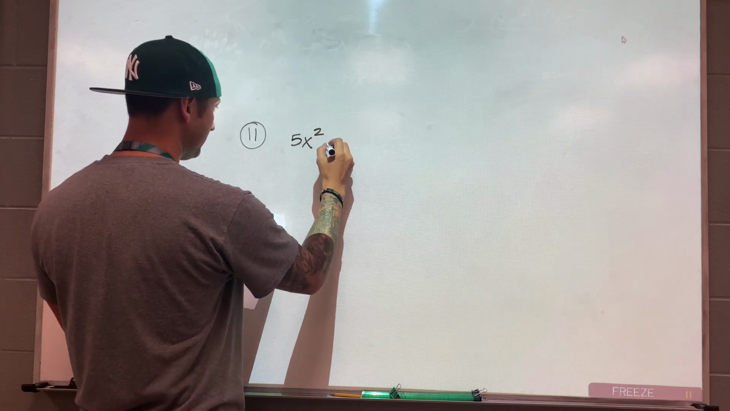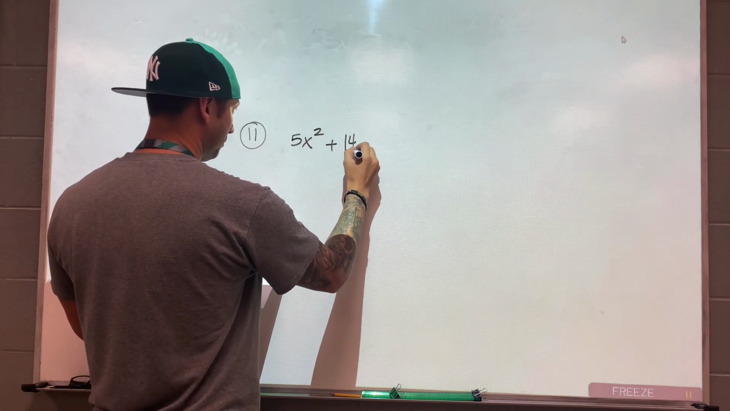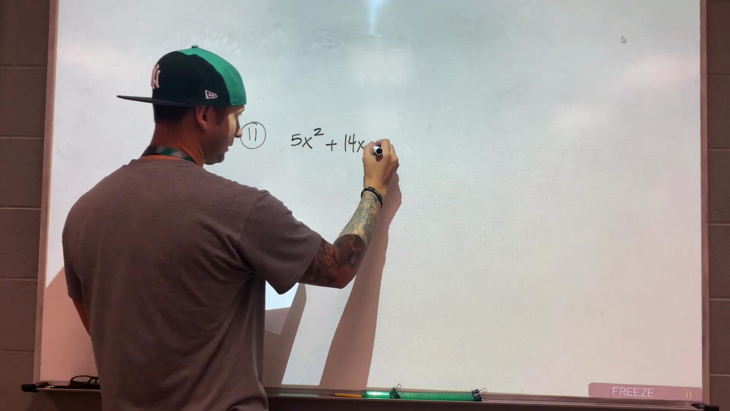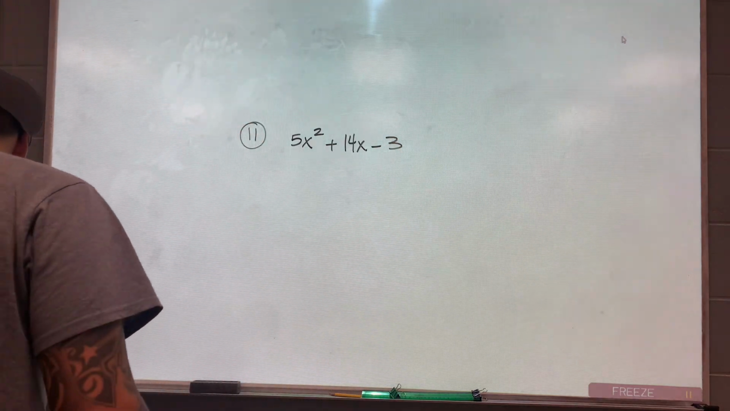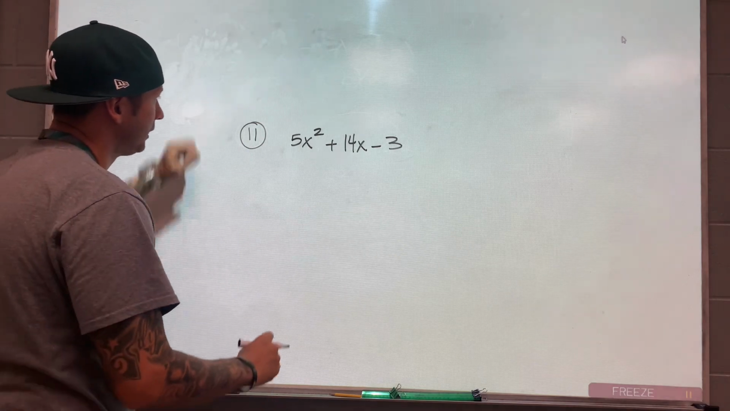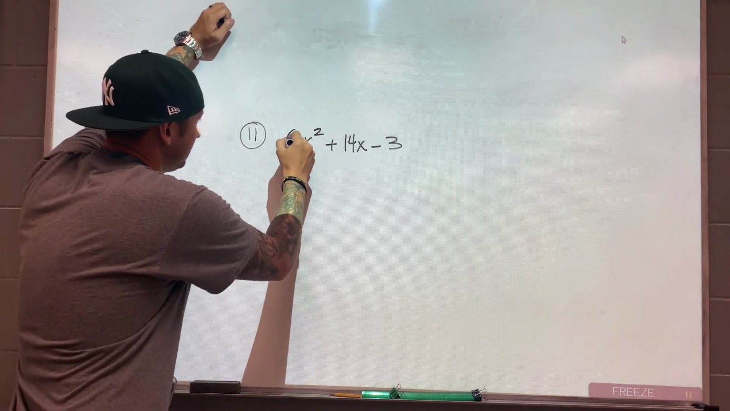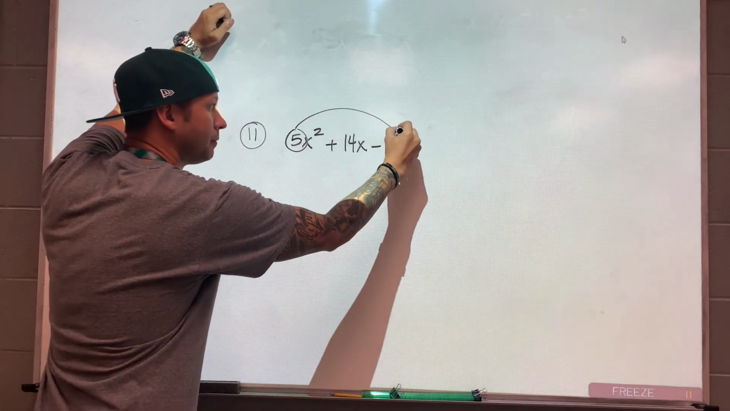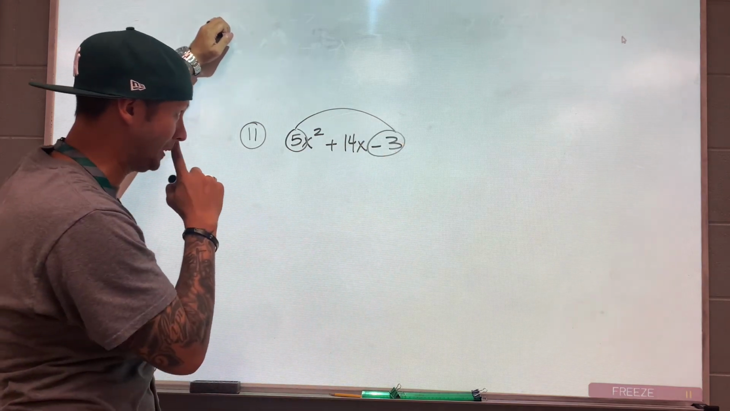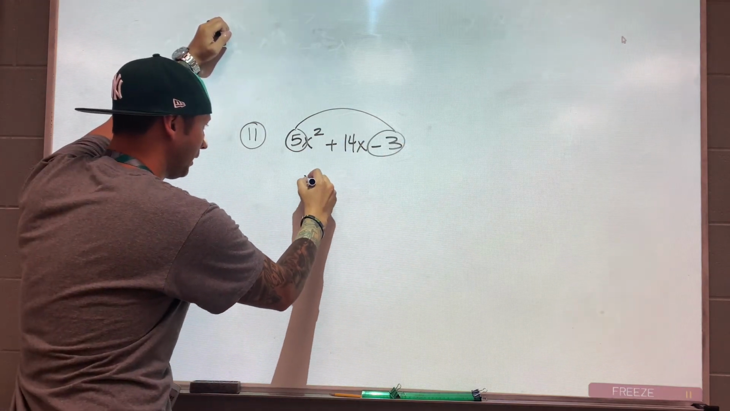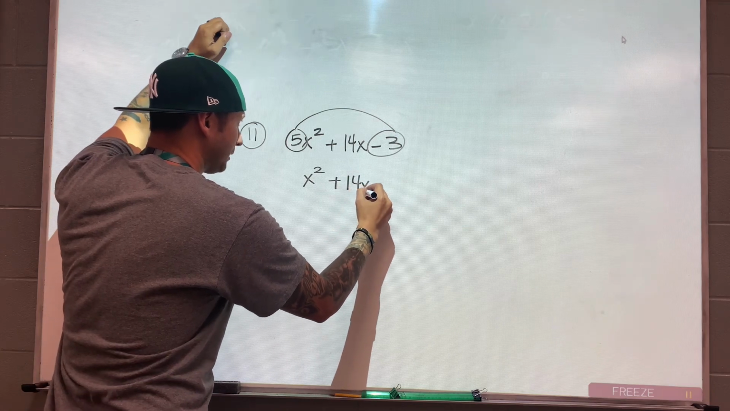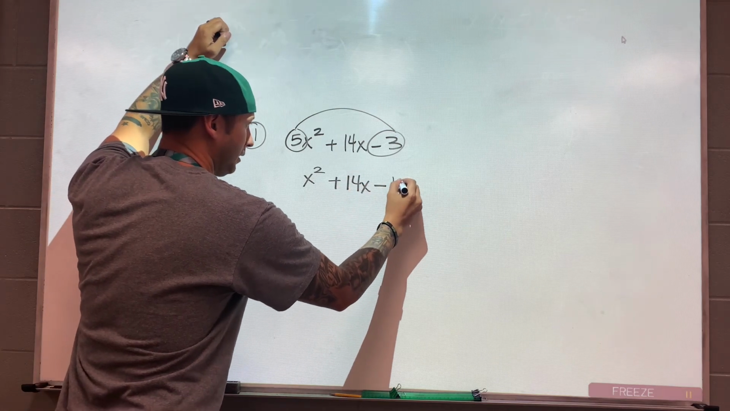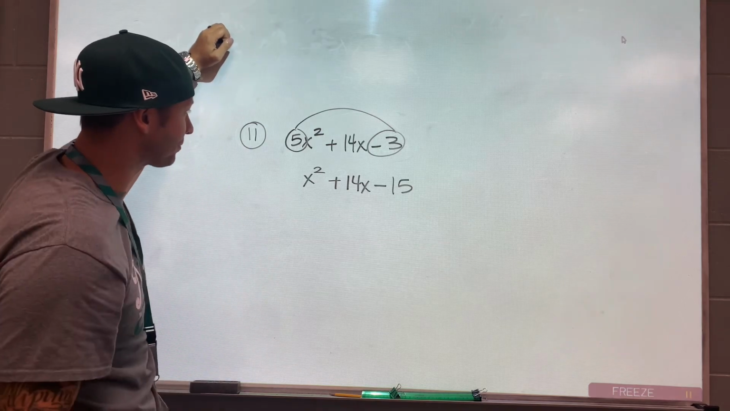5x squared plus 14x minus 3. All right, so all these are going to be pretty much the same. Multiply these two numbers. x squared plus 14x minus 15.